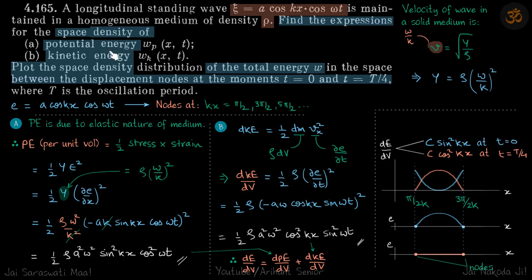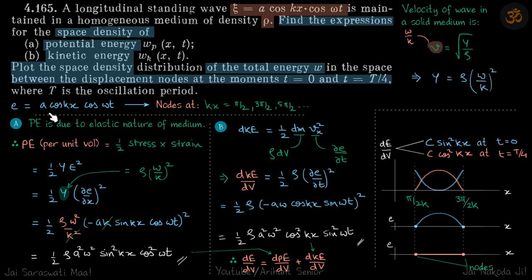We need to find the potential energy density and kinetic energy density. So we must know one thing about the solid medium: that the velocity is √(Y/ρ). And we know v can be written as ω/k. So this gives the value of Y to be ρ(ω/k)². We are doing that because when we write the potential energy, we will get a term of Y, so we want to get rid of that. We'll get rid of it in this manner.